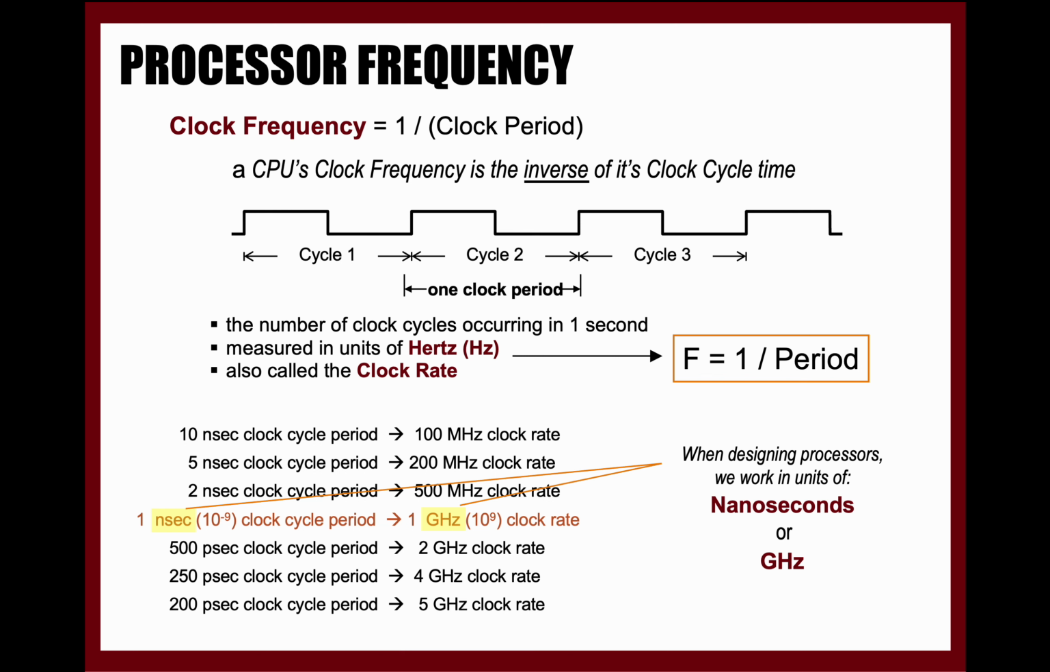It's essential to note that when designing processors, engineers commonly work in units of nanoseconds for time and gigahertz for frequency. This is because modern processors operate incredibly fast, with billions of cycles in just a second. In conclusion, processor frequency is a critical metric in understanding CPU speed and performance. A higher frequency often indicates higher processor performance, but other factors like architecture and efficiency also play a crucial role.